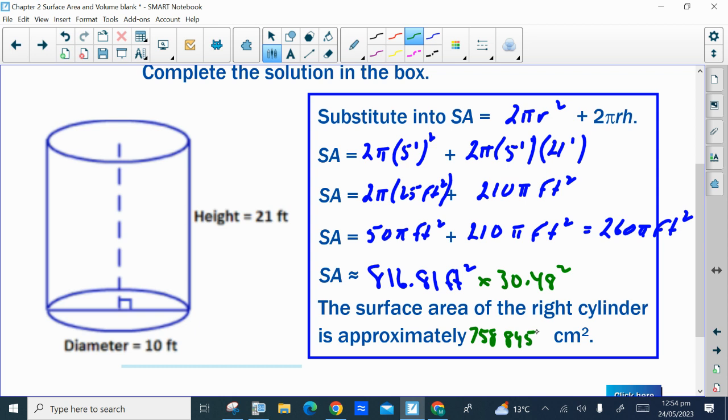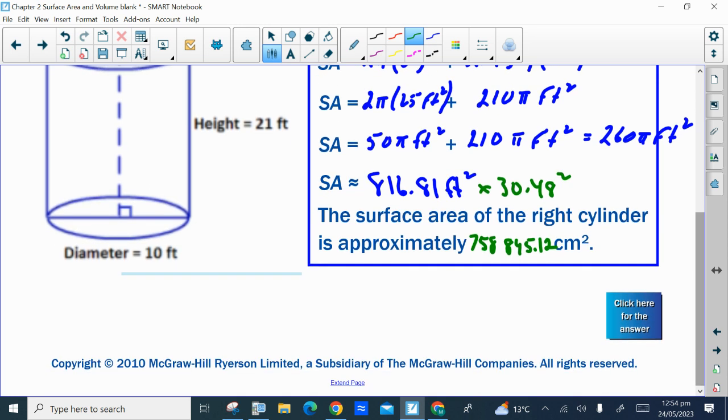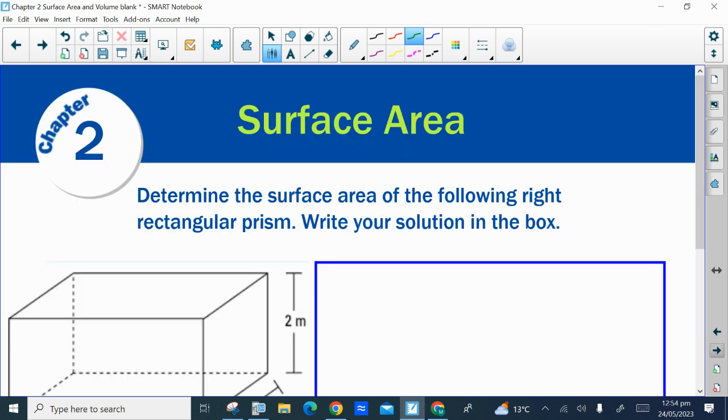0.12, we'll say, centimeters squared. And again, it's approximate because we had to round off the answer, but we didn't do it till the very end. Okay? So again, you should have your formula sheet handy. You're going to be using it almost on every question now.